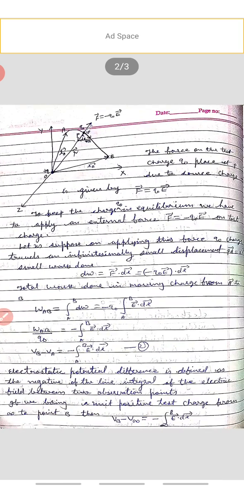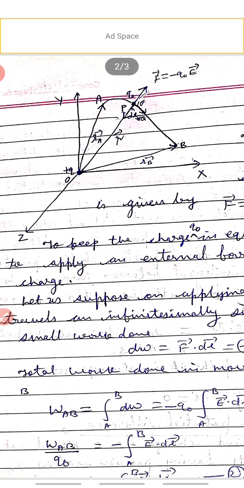Now, this is the diagram in which at point O a positive charge plus Q is placed, and there are 2 points A and B, and a test charge Q naught is at point P, and we have to move the charge Q naught from A to B. The position vector of A is RA, and position vector of B is RB, and position vector of Q naught at point P is R.